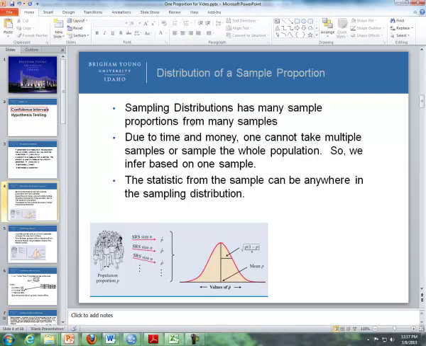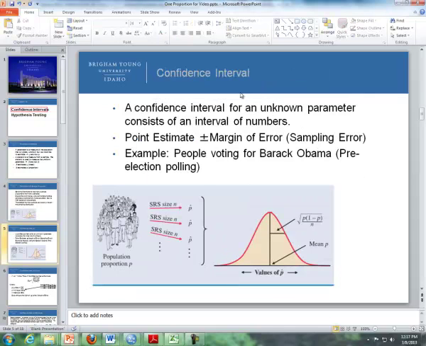Okay? So now, distribution of a sample proportion. Sampling distributions have many sample proportions for many samples. However, due to time and money, one cannot take multiple samples or sample the whole population, so we infer based on one sample. So a statistic from a sample can be anywhere in the sampling distribution. Say, for instance, we get a sample proportion. It can be anywhere within this curve. Okay. Going back to Lesson 17, as you recall, if we have a large enough sample size, we can assume that this distribution of all possible sample proportions is normal. Okay. So now let's go to confidence intervals.